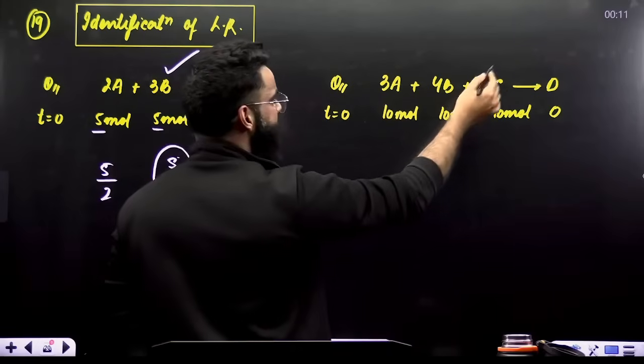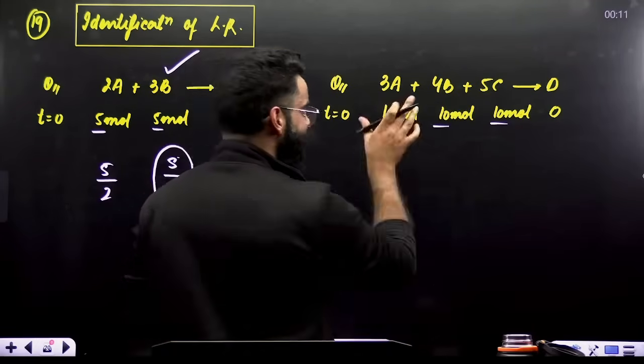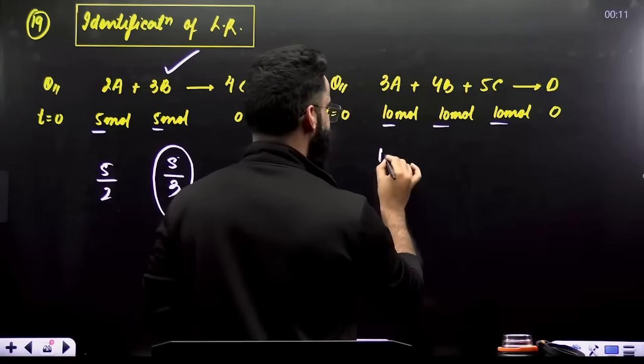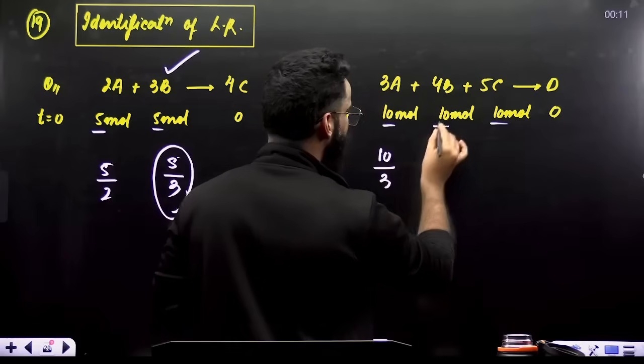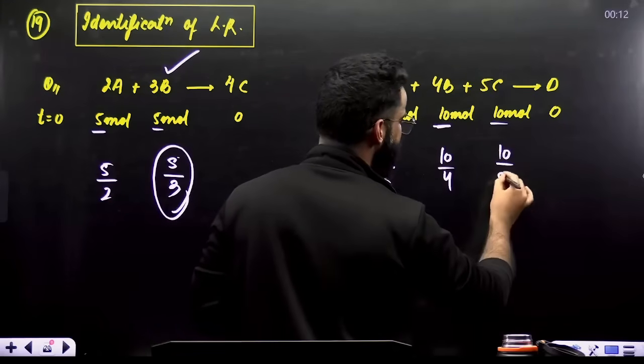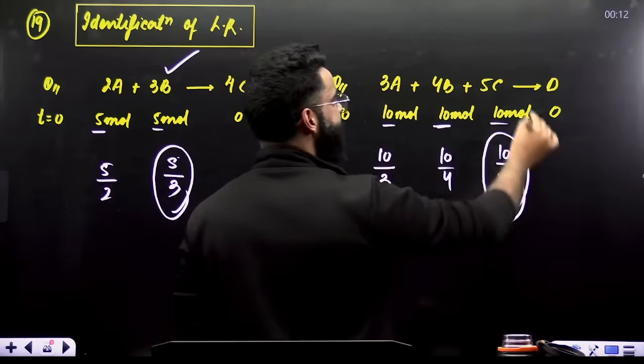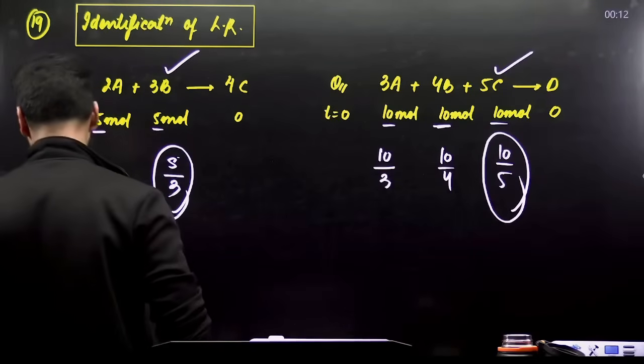Similarly, 3A plus 4B plus 5C gives D. Its moles are given. What do we have to do? Divide the given moles by the respective stoichiometric coefficient. So this 10 divided by its stoichiometric coefficient, this 10 divided by its stoichiometric coefficient, and this 10 divided by its stoichiometric coefficient. 10 by 5 is least among all. Right? The one that gets the lesser value is always your limiting reagent.